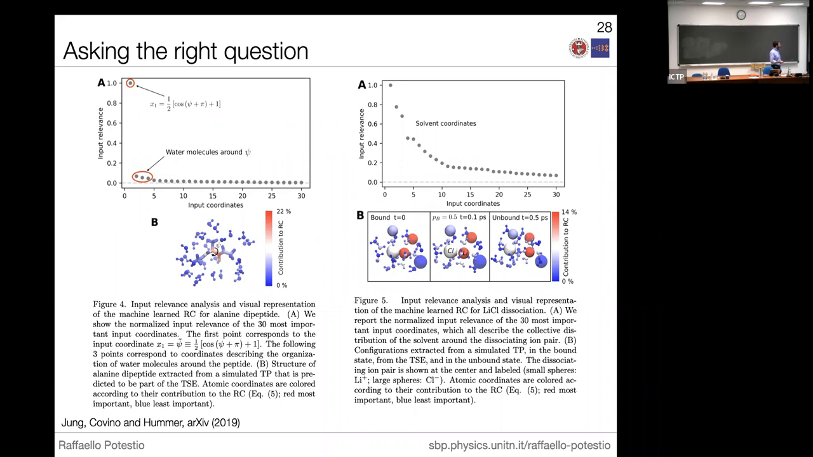Then you can study even more complicated reactions, like, for example, the association of two ions, and you realize that there is a set of coordinates that are gradually less and less important, but there are a few coordinates that are important that account, for example, for the state in which the two ions are close to each other, in direct contact, or the state in which you have a water molecule that mediates the interaction between the two, and so on and so forth. And this is a more nuanced description of the system, because the system indeed is much more complicated than what we have here.